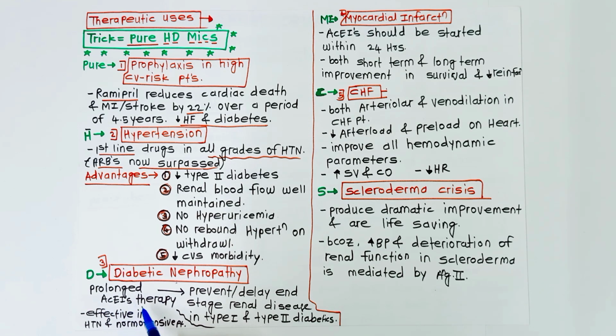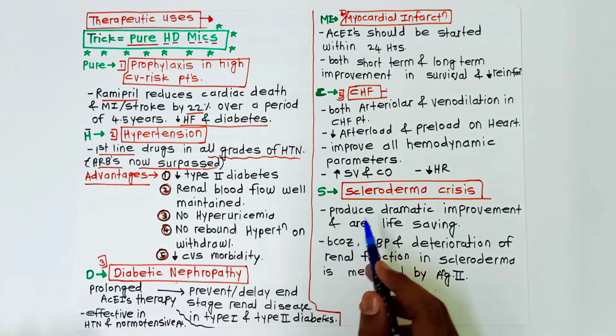And D for diabetic nephropathy. Prolonged ACE inhibitor therapy leads to prevention or delaying end-stage renal disease in type 1 and type 2 diabetes mellitus. Okay, this is effective in hypertensive and normotensive patients also. HTN means hypertensive. It is effective in hypertensive and normotensive patients also.